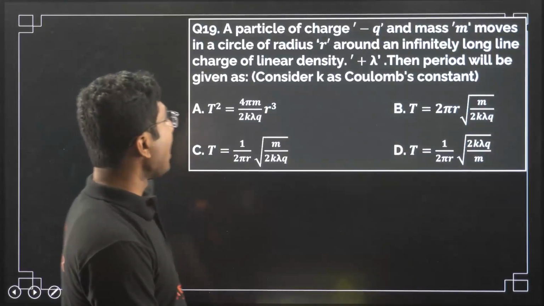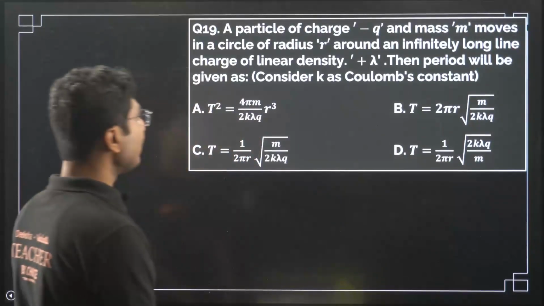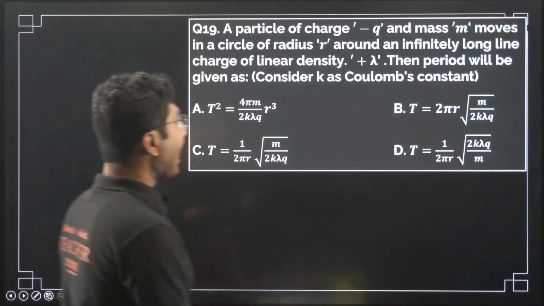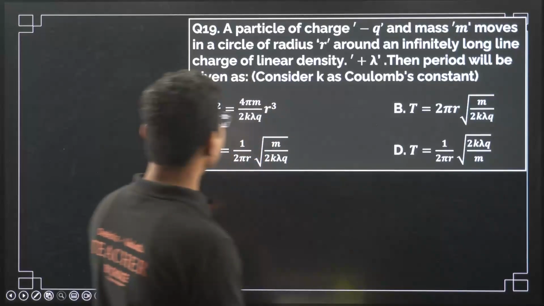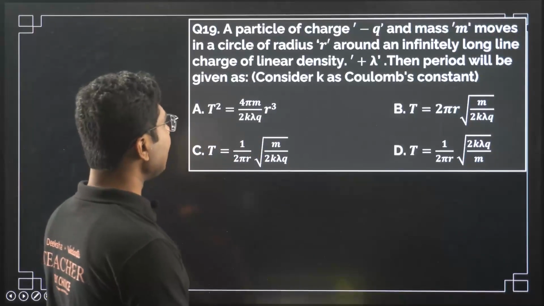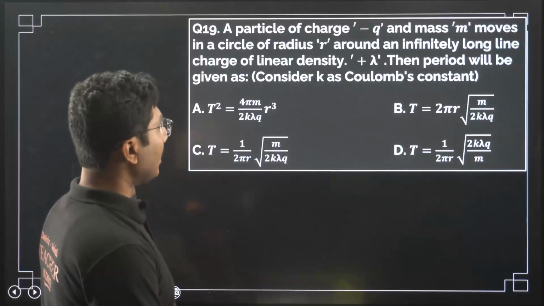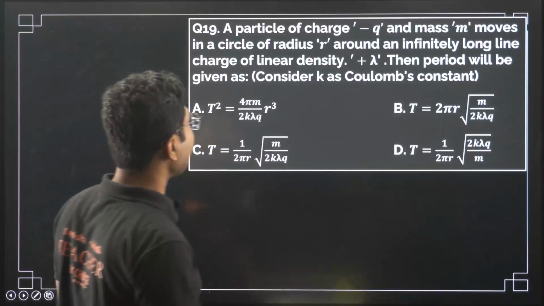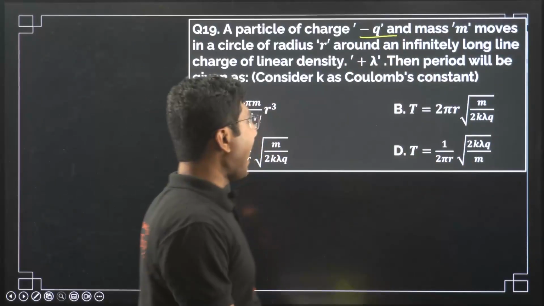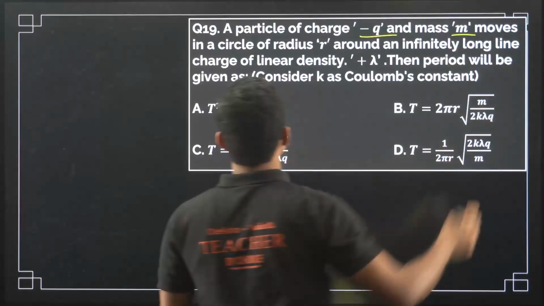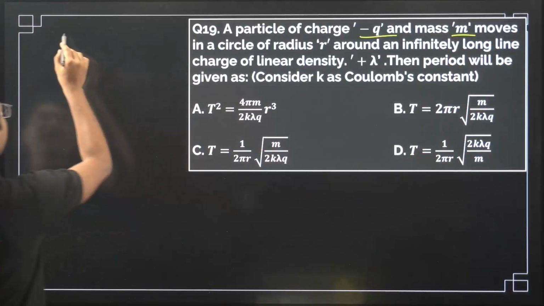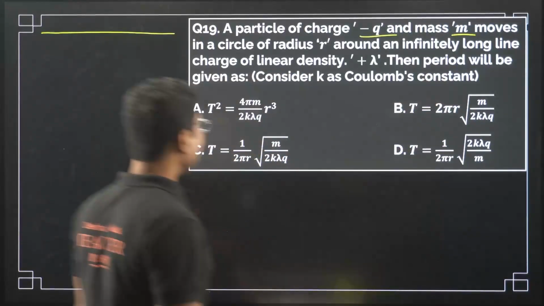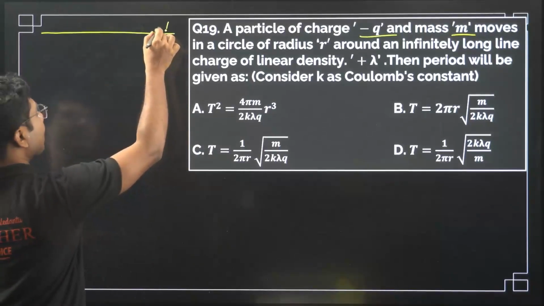Now next question: a particle of charge minus q and mass m moves in a circle of radius r around an infinitely long line of charge of linear density plus lambda. Then period will be given as. So what is the question? A particle of minus q and mass m moves in a circle of radius r. So here we have an infinitely long line charge. Okay, line charge density is given by plus lambda.